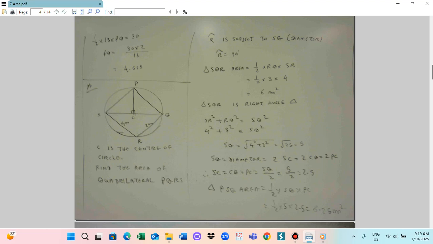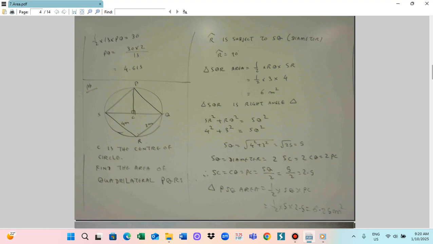And similarly, when you got the SQR area, you can also find the line SQ. Line SQ is the hypotenuse. So the SR square plus the RQ square is equal to SQ square, in the triangle. So therefore we substitute here: SR square is 4 square, plus RQ square is 3 square, is equal to SQ square. So SQ you can calculate: square root of 4 square plus 3 square. So 16 plus 9, so square root of 25, so you got 5.